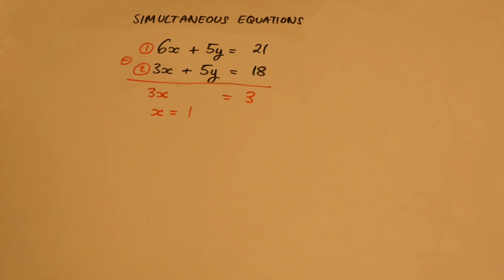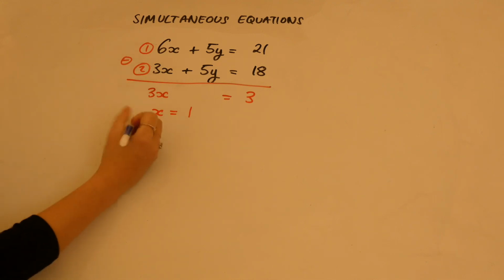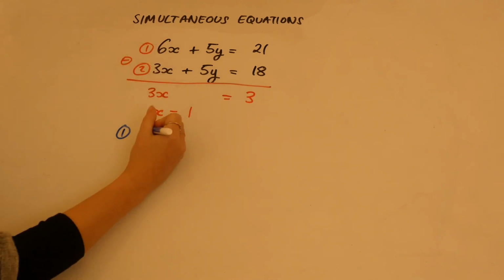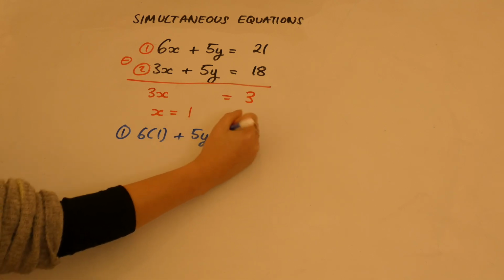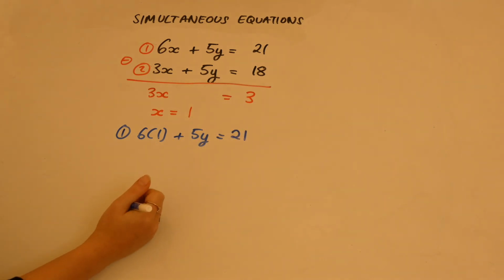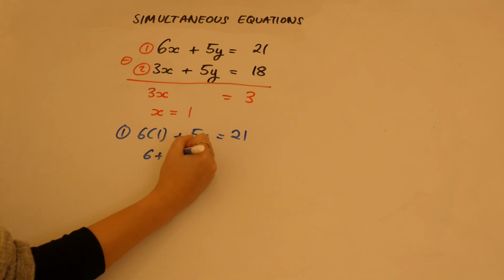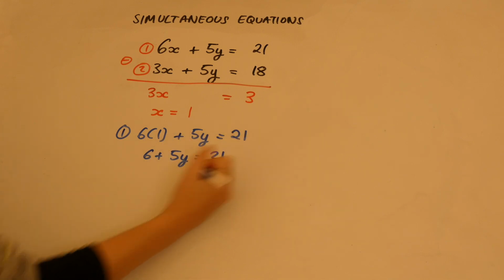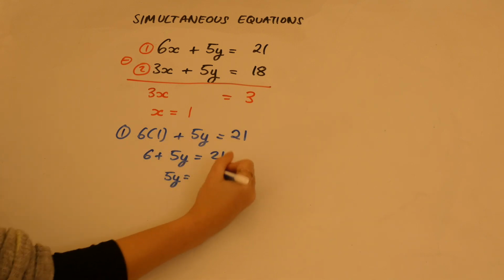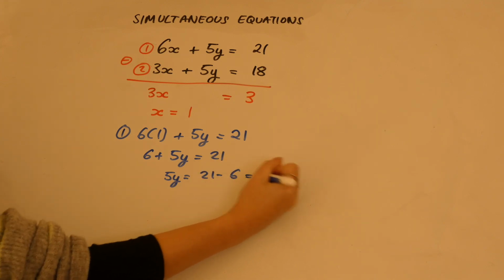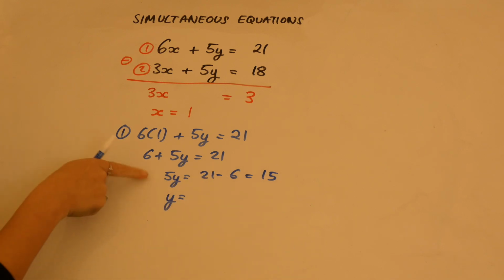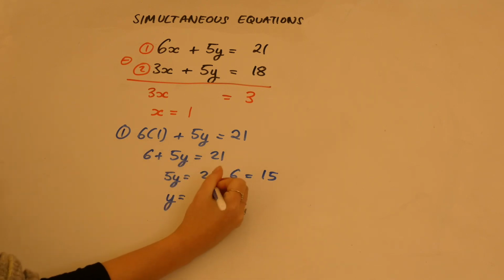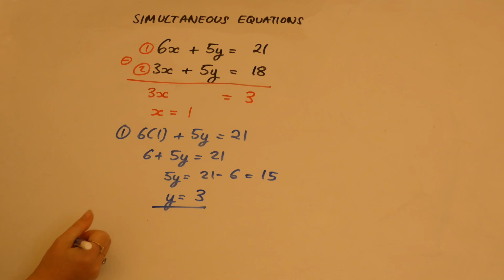Now we know what x is, we can go ahead and input our value of x into equation 1, which we know is 6x, so 6 times 1, plus 5y has to equal 21. So we know that 6 plus 5y equals 21. So if we were to find what 5y was, all we have to do is subtract 6 from 21, which leaves us with 15. To find y now, 1y, if 5y is 15, we just divide it by 5 to get a value of 3. So x equals 1 and y equals 3.